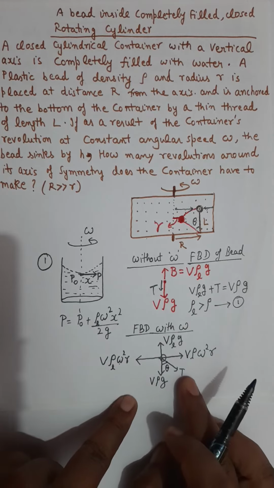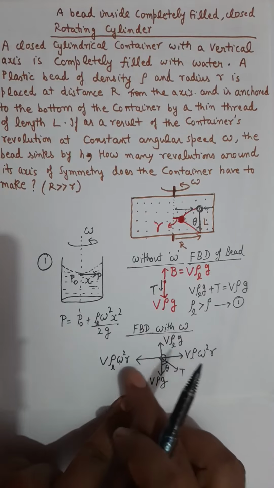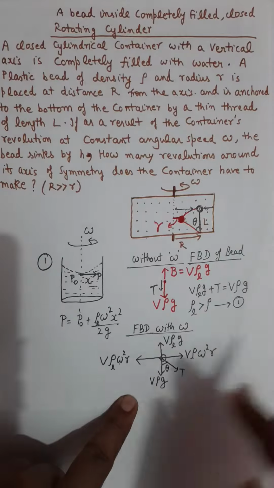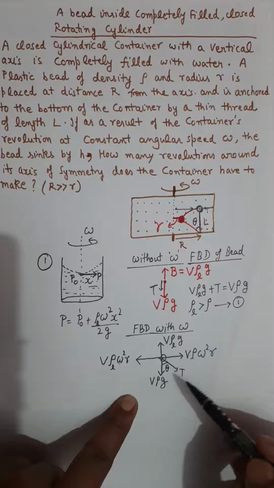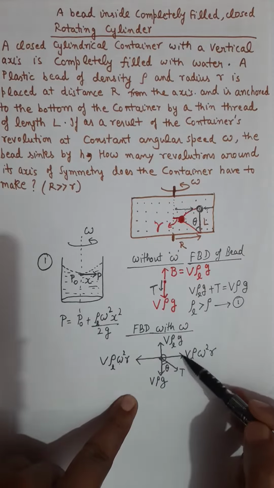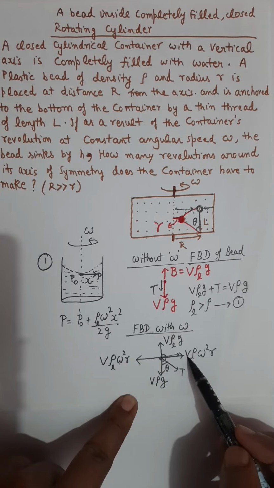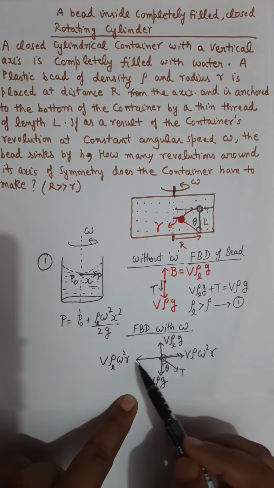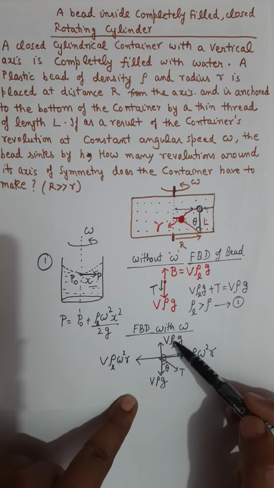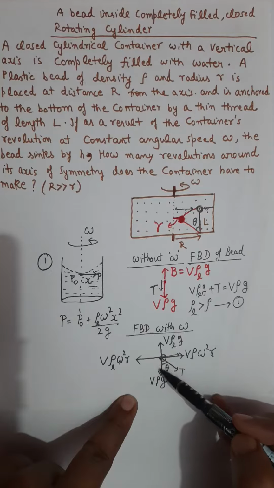and if I resolve this capital T in the vertical and horizontal direction, and if I balance all forces, I will do it verbally. T cos theta will be in the downward direction and T sin theta in the horizontal direction. So you will write T sin theta plus this V rho omega square small r equals V rho L omega square small r, and then you will write V rho L g equals V rho g plus T cos theta in the downward direction.